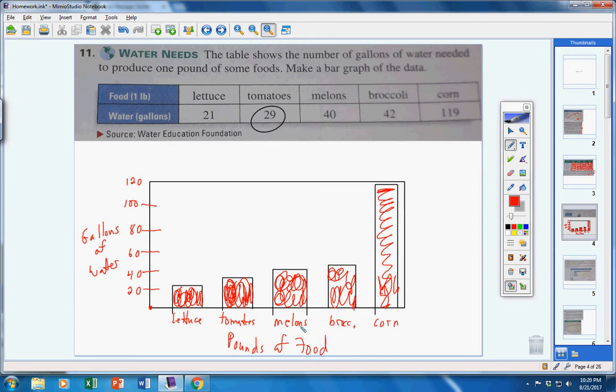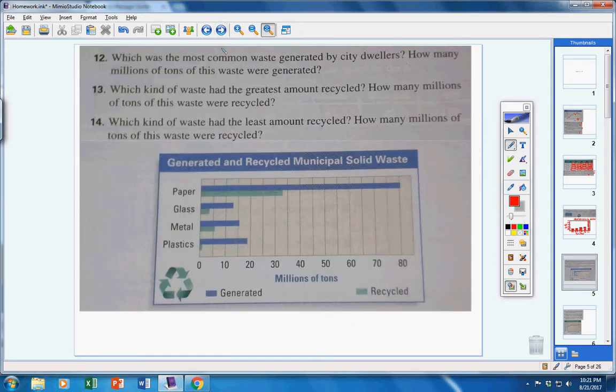And technically you should have a title for your graph. So the title would be gallons of water needed. That's how you want to get it set up, okay? Alright, hope that makes sense. Let's move on to numbers 12 through 14.